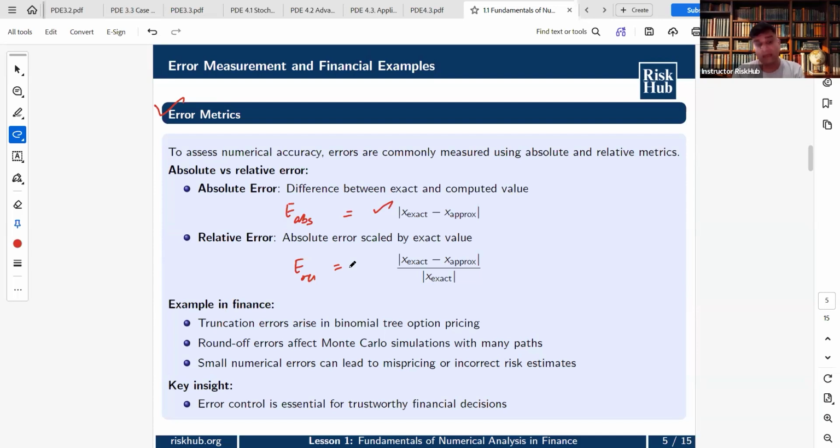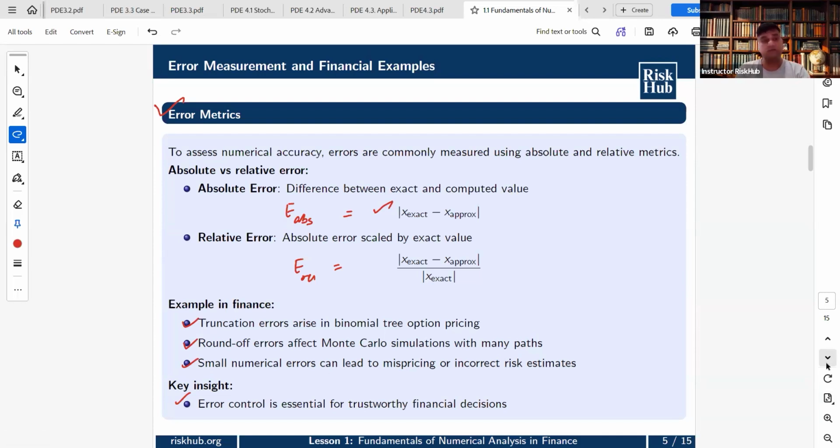Truncation error arises in binomial tree option pricing, round off error affects Monte Carlo simulation with many paths. Small numerical errors can lead to mispricing or incorrect risk estimates. So truncation error: binomial trees with too few time steps. Round off error: Monte Carlo with many paths. Propagation error: Greeks used in VaR. Error analysis is not academic; it directly affects your pricing, hedging, capital, and risk decisions. Okay, so that is what we need to understand very, very clearly.